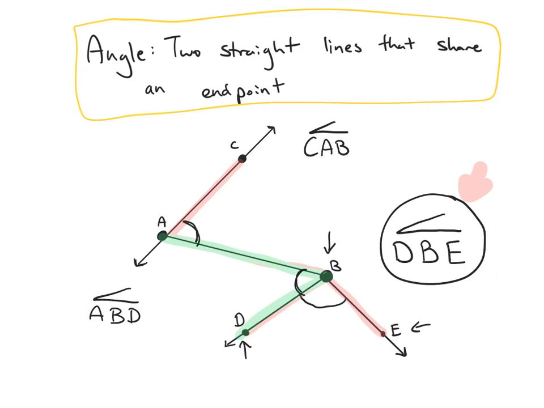So lots of different angles within this figure here, but naming the angles is probably the trickiest part, is starting at one of the points, then going to the endpoint, and then another point along the second line.